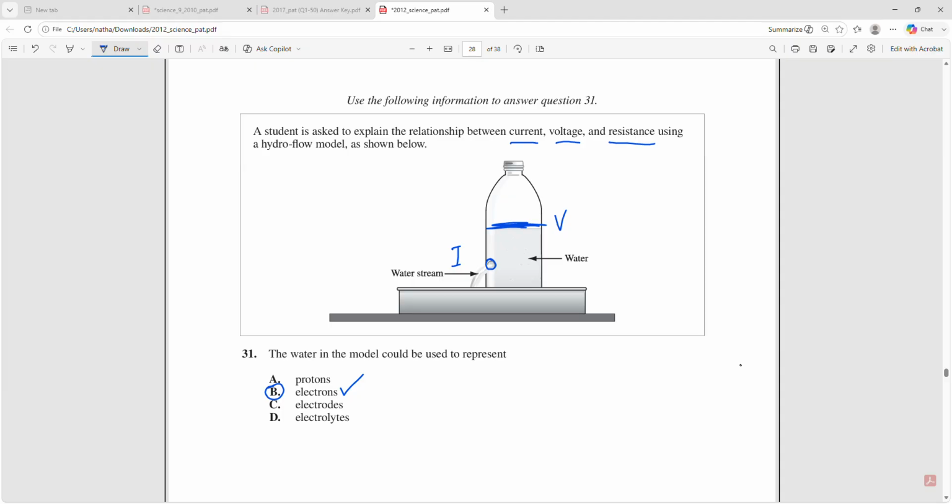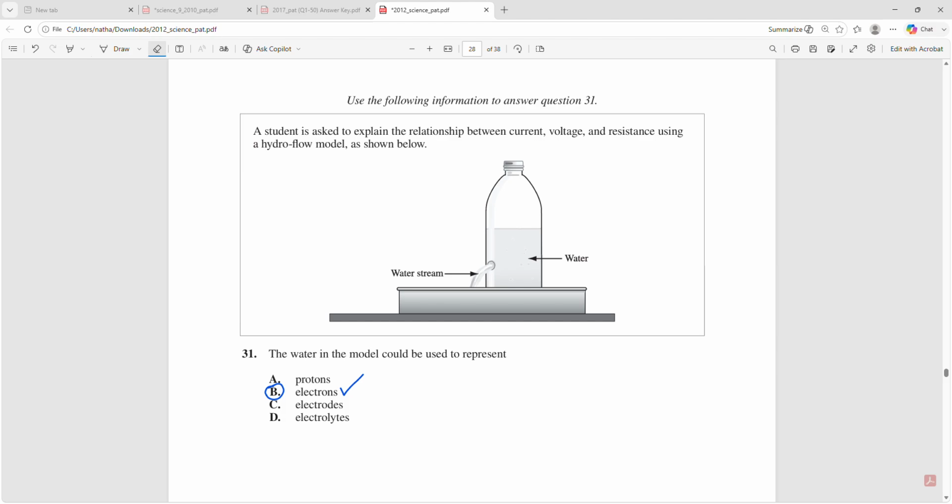If I have a small opening, that's a high resistance, and we would get low water flow. If I had a big hole in this bottle, the water would empty very fast, and that would be like a low resistance, right? So low resistance, a lot of water is going to flow very quickly. But they just asked us, what does the water represent? The water would represent our electrons, because that's what is moving around and flowing in an electrical circuit.